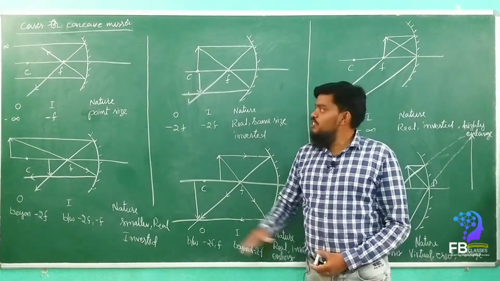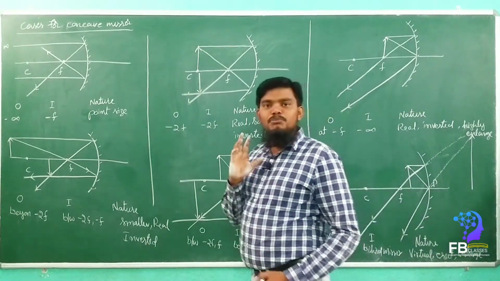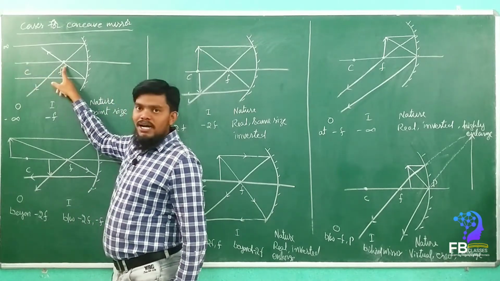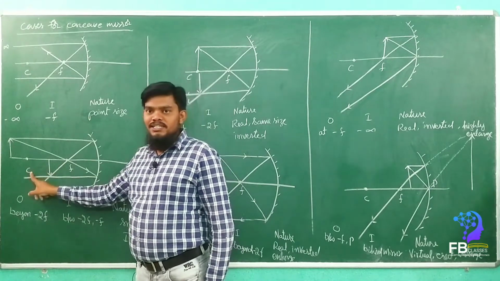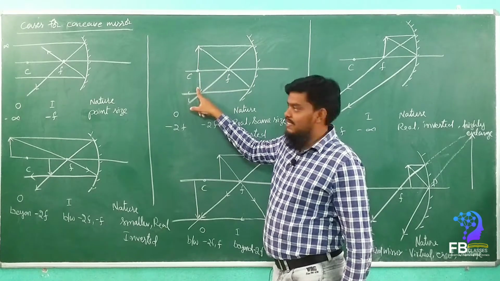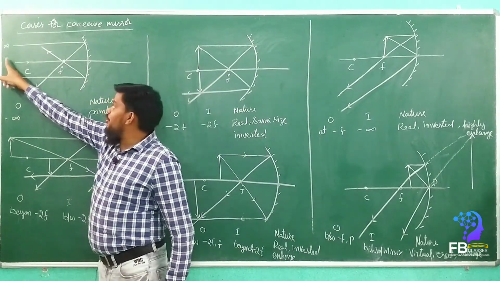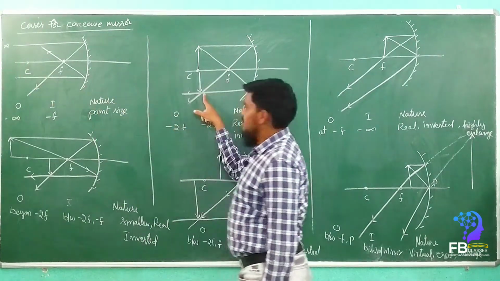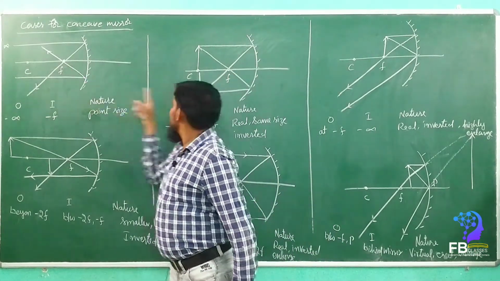Now, by seeing all this diagram, what is the conceptual understanding? It is very simple, my dears. When the object is placed at infinity, where is the image formed? At F. When the object is placed beyond C, where is the image formed? Between C and F. When the object is placed at C, where is the image formed? At C. By these three diagrams, when the object is moved from infinity to C, the image is moved from F to C.